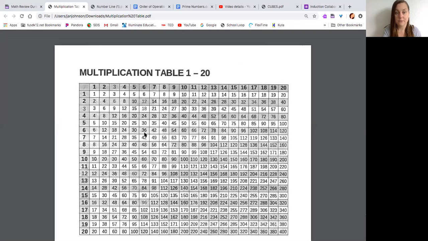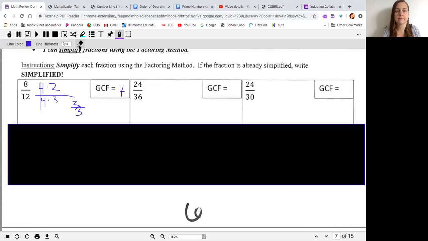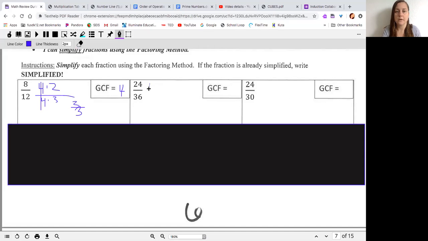6. 24 and 36. So there are a lot of factors already that I can choose from, but I want the biggest one. 7? Nope. Okay, what about 8? 24? No, 36. 9 has 36. 10? Nope. 11? Nope. 12. 12 has 24 and 36, both in them. 13 does not. Goes to 26 and 39. So 12 is the largest number I can use. So I'm going to write 12.